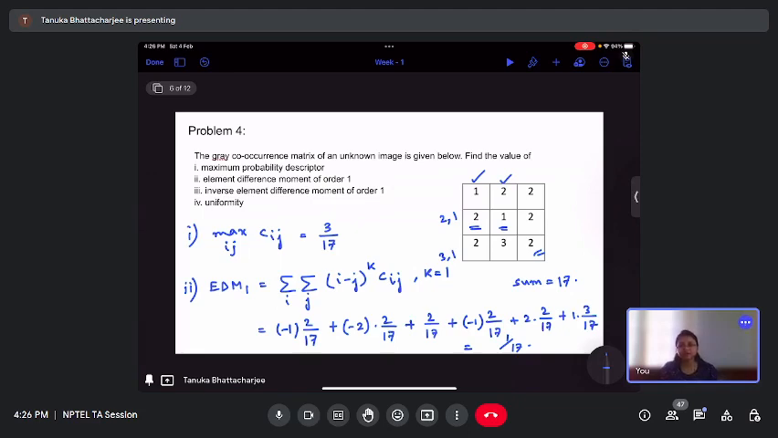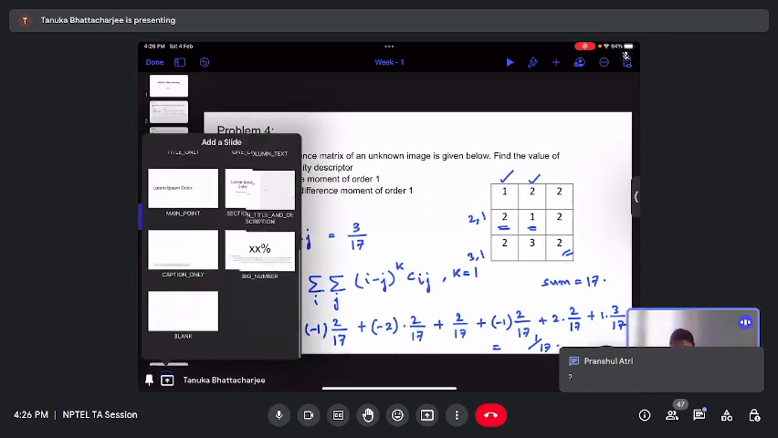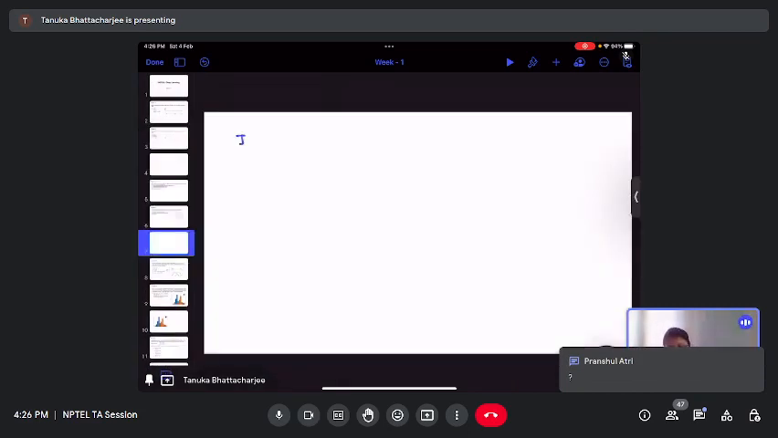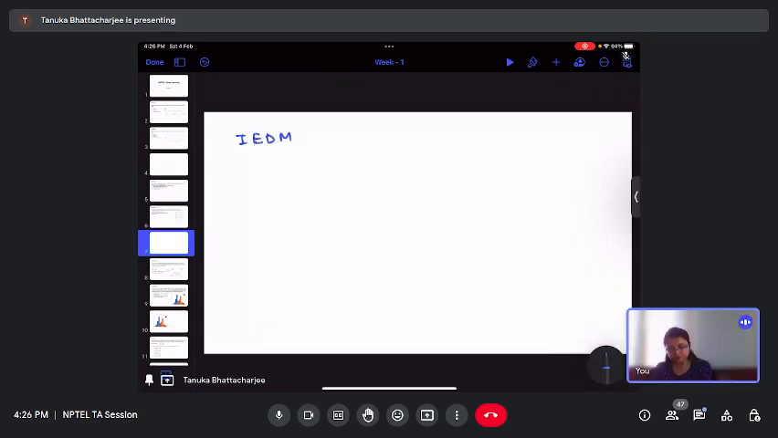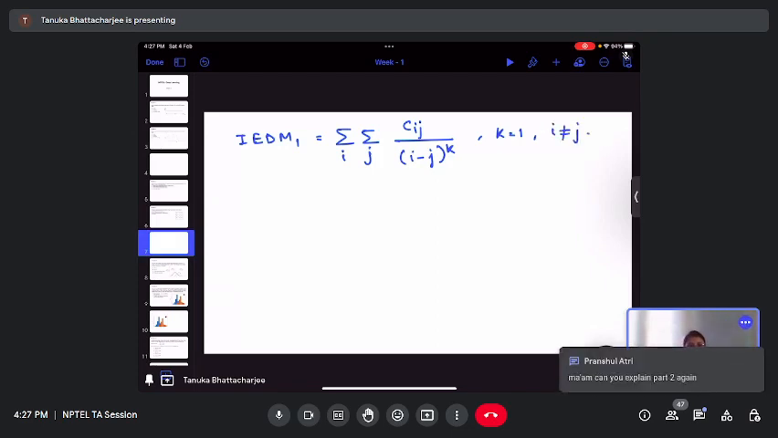like that. Now, the next one is inverse element difference moment. This is also same, just the formula is slightly different. So, I will just write down the formula for this. So, inverse element difference moment of order 1, that will again be summation over i summation over j C ij divided by (i minus j) to the power k. Here order 1, so you will take k equal to 1, and here you will have to take only those elements for which i not equal to j.